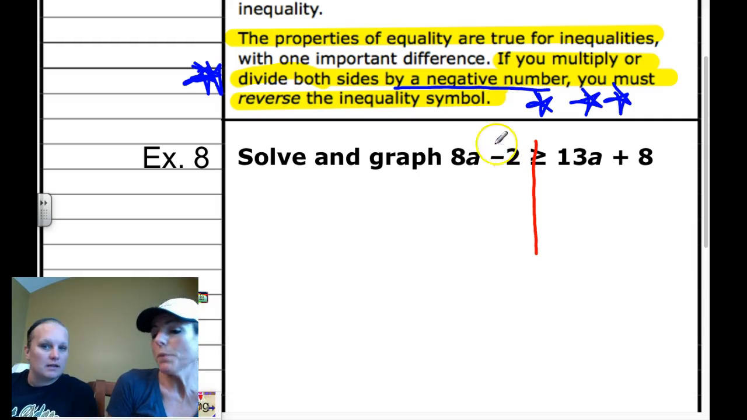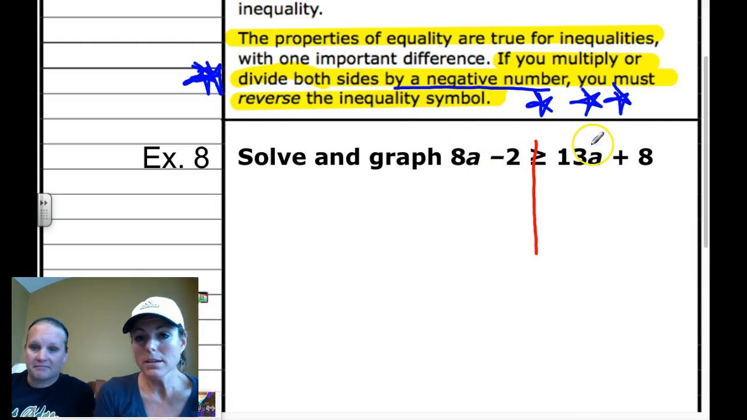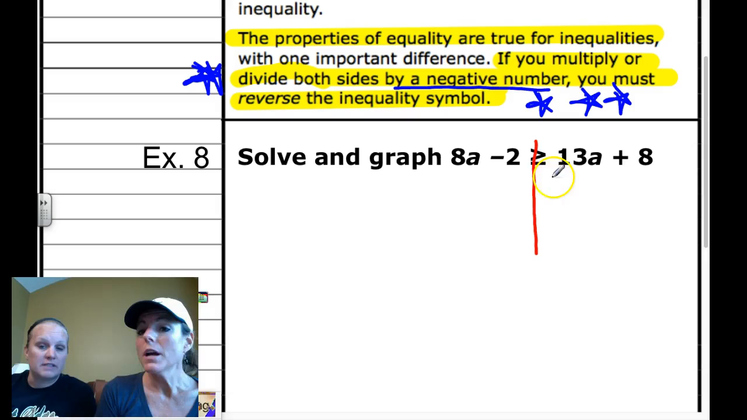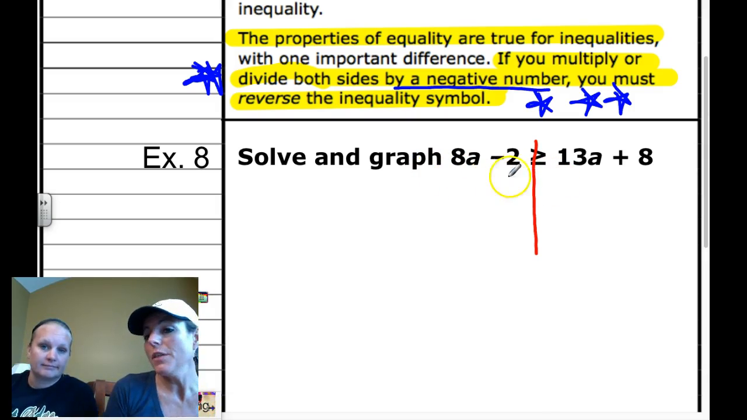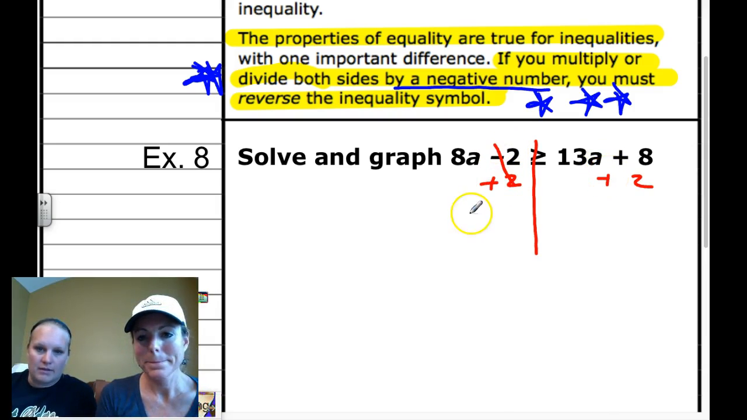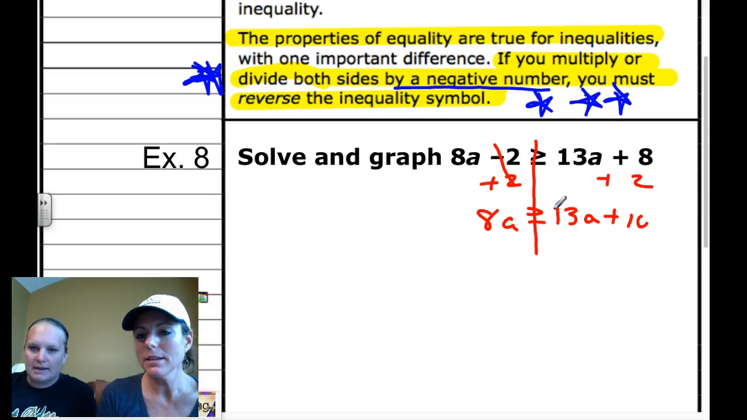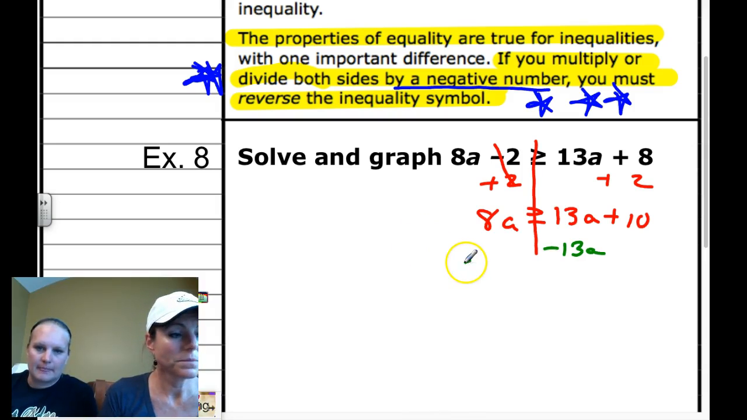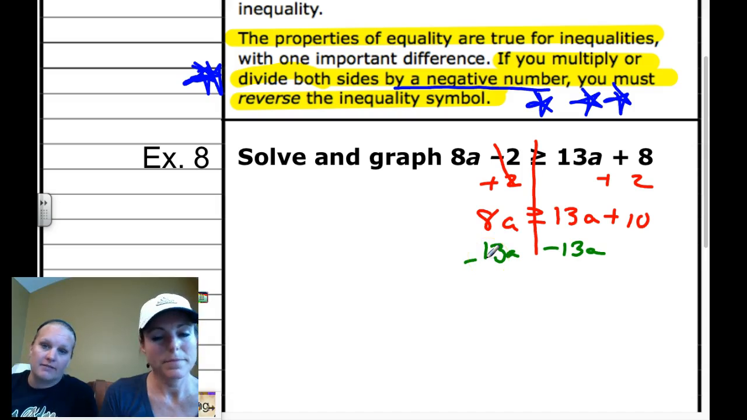The same rules apply here. We just have an inequality. Simplify. We're good. So we're going to move stuff now. I say let's move the a's to the left side. So I'm going to add 2a first. And we're left with 8a is greater than or equal to 13a plus 10. Now we should subtract 13a. I'm subtracting 13a, not multiplying or dividing by a negative. So the sign stays the same, greater than or equal to.